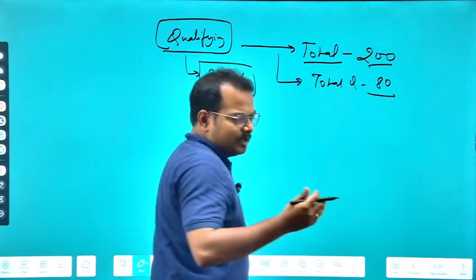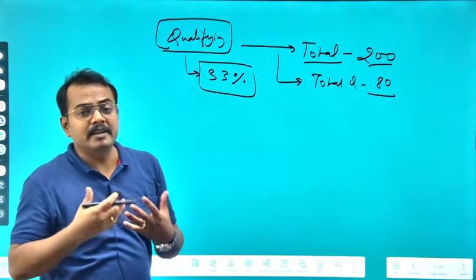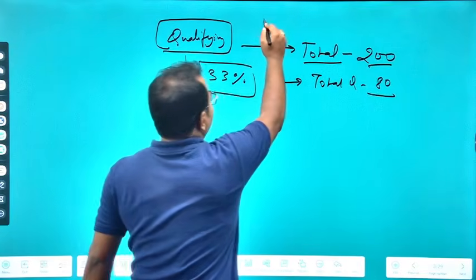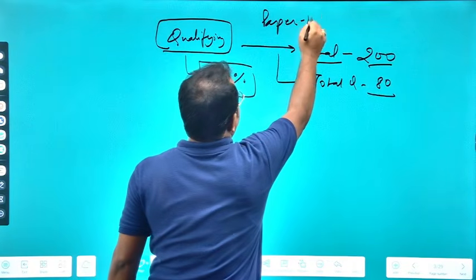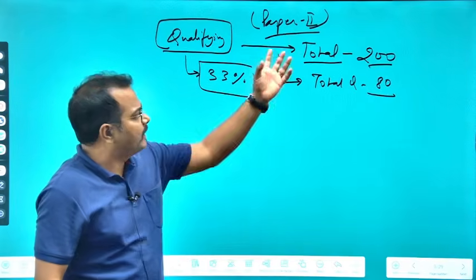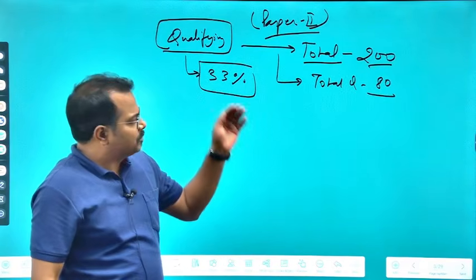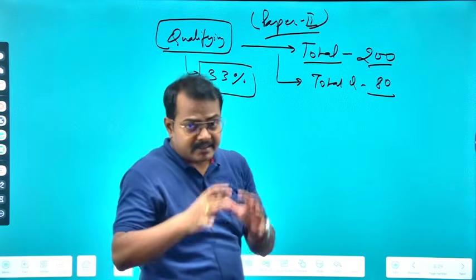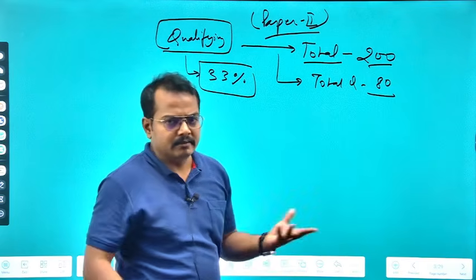Unlike the GS paper, that is paper 1, which has 100 questions, this CSAT paper is basically paper 2, and after the GS paper, when you appear for paper 1, you will find this paper in the second sitting. I will also tell you about the challenge it has when it is conducted in the second sitting.